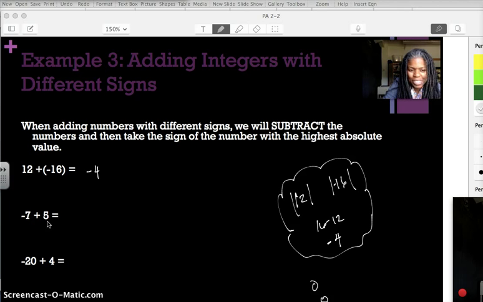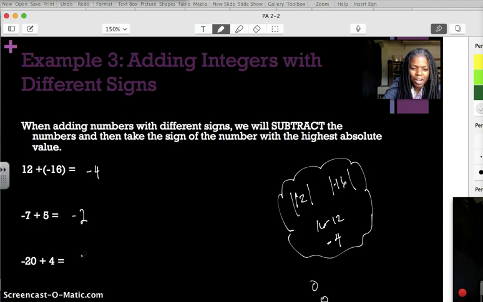All right, we're going to do a similar thing here. I'm not going to do the thought bubble because I think we can do this in our head. The difference between 7 and 5, just looking at the absolute value, would be 2. And then the sign of the bigger number, the bigger absolute value, well, -7 has a bigger absolute value, so my answer is -2. I'm going to do another example.